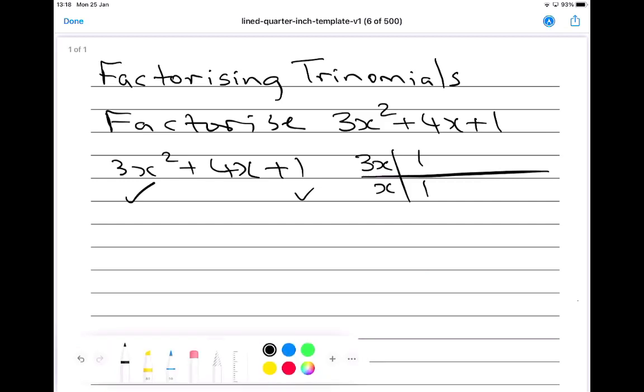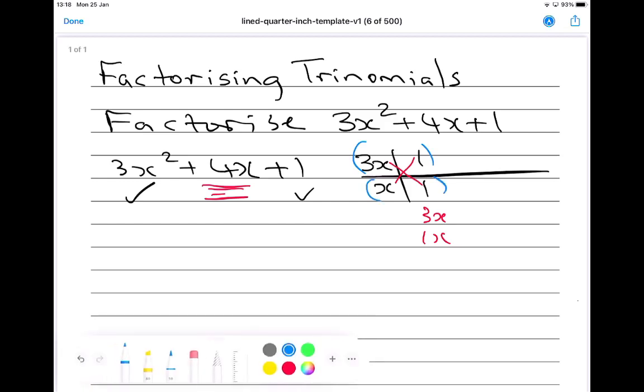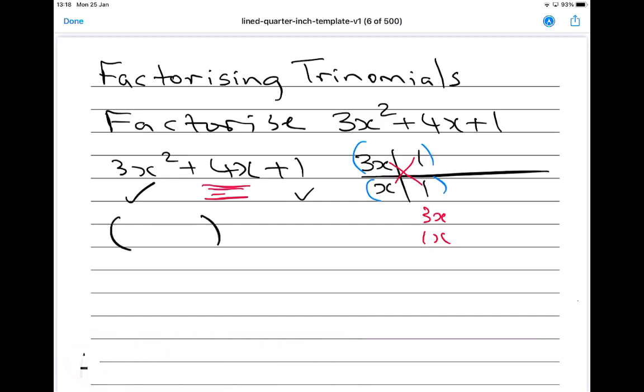So if you check now by multiplying diagonally, if you multiply this diagonally, you get 3x. And if you multiply these ones diagonally, you get 1x. And yes, 3x and 1x should give you the 4x that we want there. Therefore, we know that 3x and 1 should be in one bracket, and that x and 1 should be in the same bracket. So we do that now. Just draw brackets here. In one bracket, we put 3x and a 1 there. In the other bracket, we put our x and a 1 there.